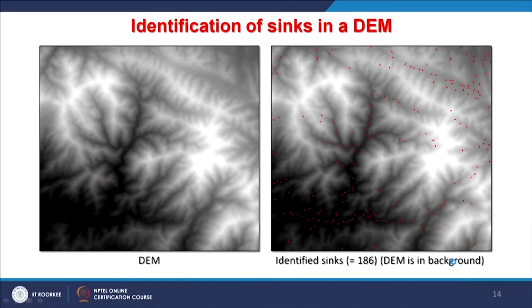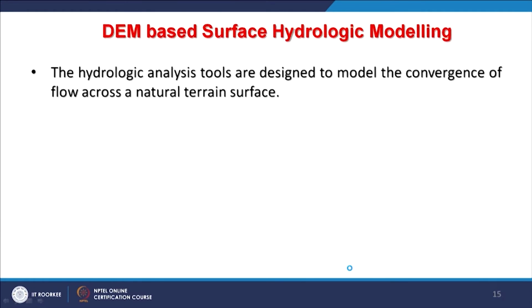Now, I have an example on the same digital elevation model which we have been using throughout this course. So, this is the DEM, and when the DEM is subjected to identification of sinks, you can see these red dots, these are the sinks that have been identified. Some are single cells, some are sets of cells. The total number of identified sinks here is 186, whereas the total number of cells in the digital elevation model is roughly 99 times more than this.